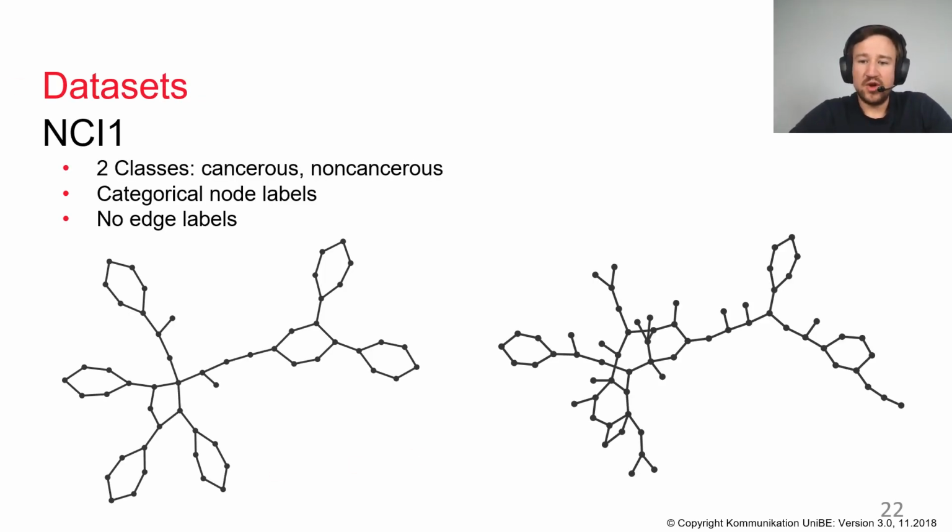We evaluated our approach on 3 different data sets. One of the data sets would be the NCI1 data set. It has 2 classes of cancerous and non-cancerous molecules. It has categorical node labels and no edge labels. Here you can see some example graphs.